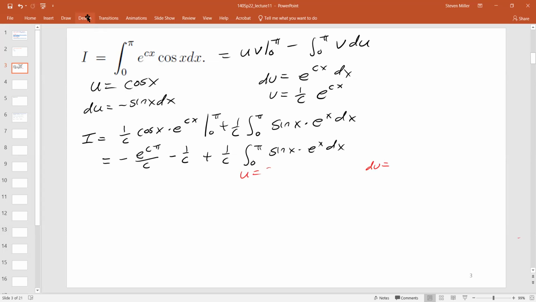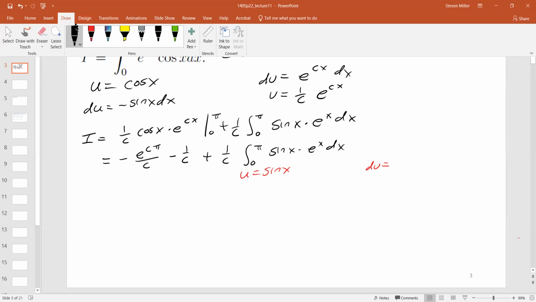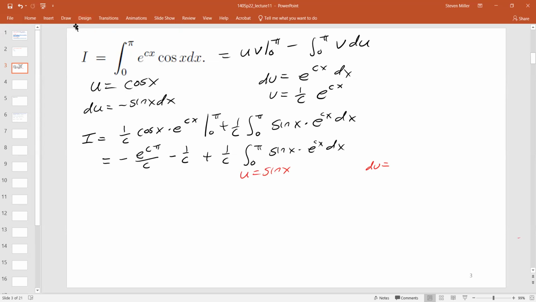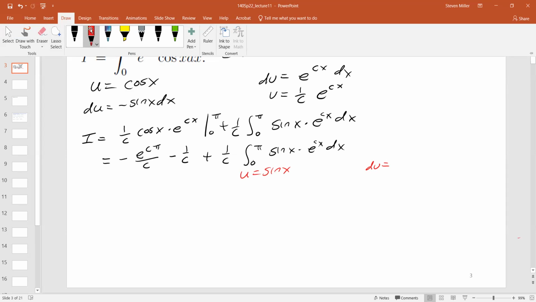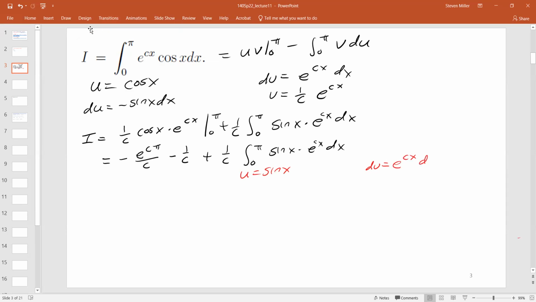All right, so let's take u to be sine of x. dv is going to be e to the cx dx. So what would du equal? So it'd be cosine of x dx. And what would v be? Good. 1 over c e to the cx. That's exactly what we had before.